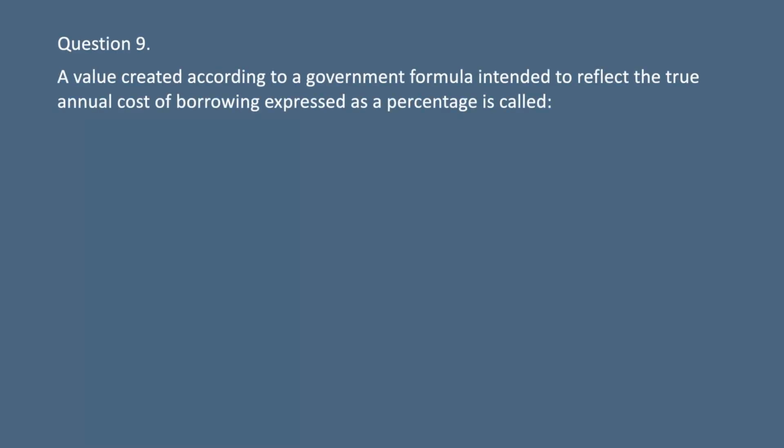Question 9. A value created according to a government formula intended to reflect the true annual cost of borrowing expressed as a percentage is called A. PR. B. ARP. C. CPR. D. ADR.